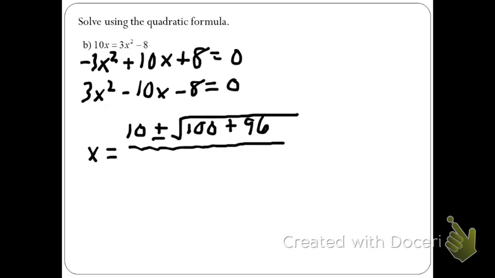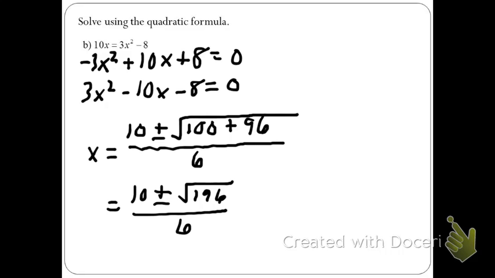All over 2a, since a is 3, 2a would be equal to 6. Alright, and then let's simplify. We're going to get 10 plus or minus the square root of 196 over 6. And remember, I told you that you always want to try to simplify your answer, both the radical and the entire fraction if you're able to.